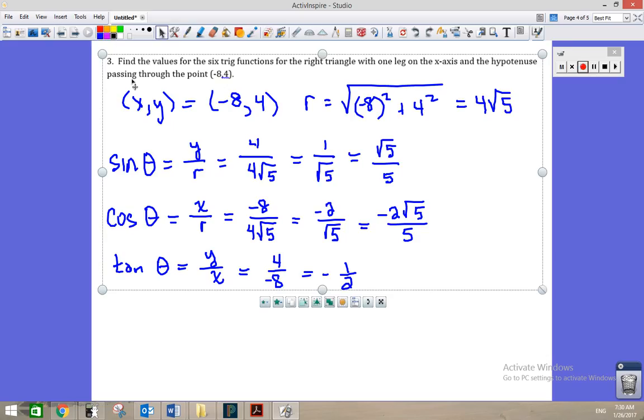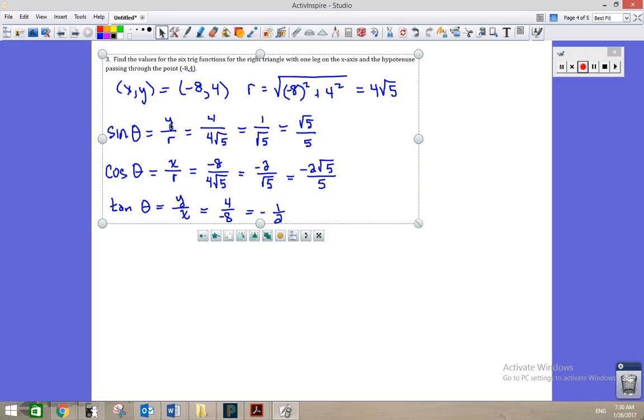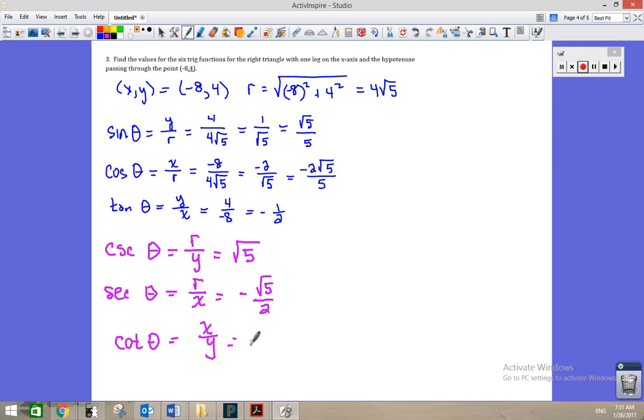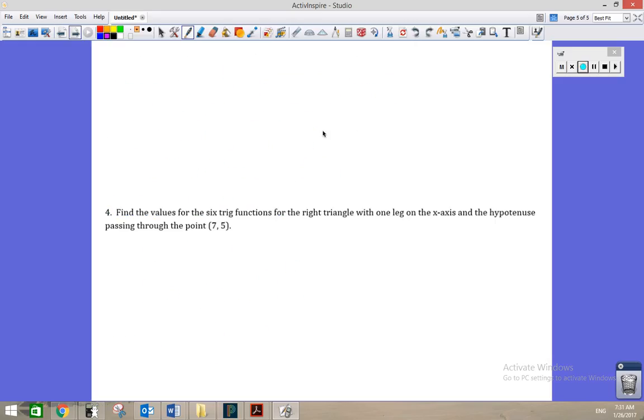Then the others are just reciprocals of these three. The cosecant of theta is r over y, which is going to reduce to radical 5. The secant of theta is r over x, negative radical 5 over 2. And the cotangent is x over y, which is negative 2.